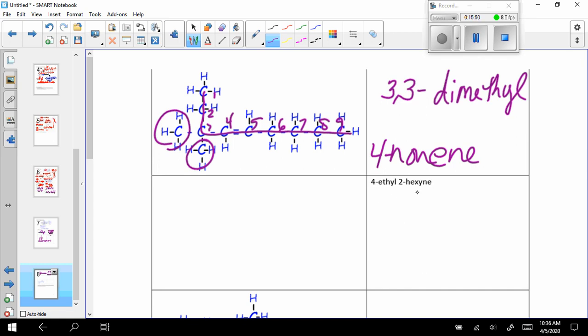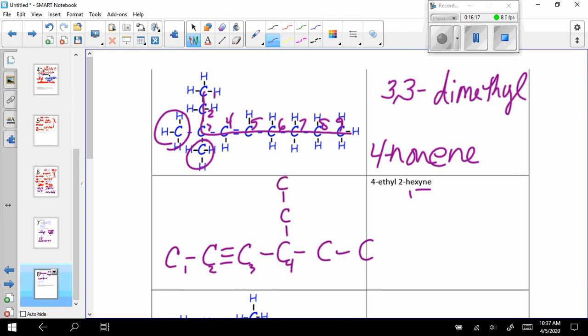All right, next one. Hex, ine. Ine tells me I'm going to have a triple bond. Hex tells me I'm going to have 6. So 1, 2, 3, 4, 5, 6 in my chain. 1, 2. After the second carbon, I do a triple bond. And then off the fourth carbon, so that was 1, 2, 3, 4. Okay, off the fourth carbon, I have an ethyl. And ethyl is a 2-carbon branch. Right, so that's everything. Now I just got to put my H's on.